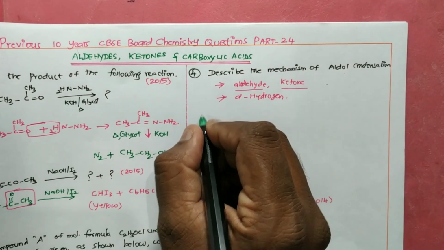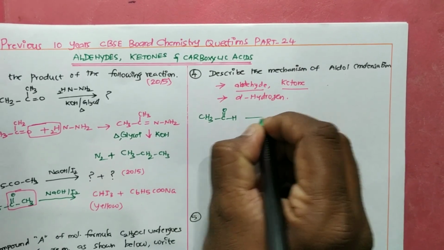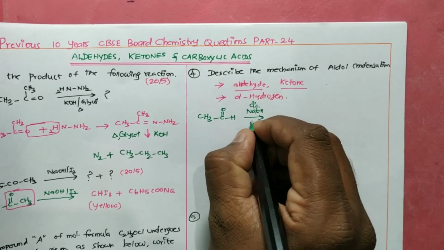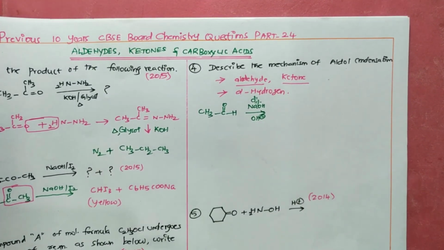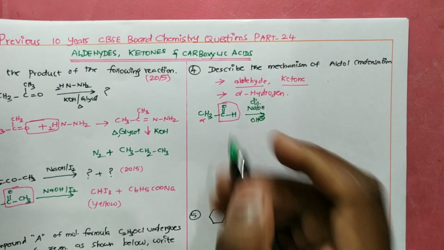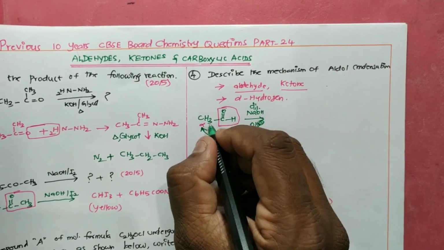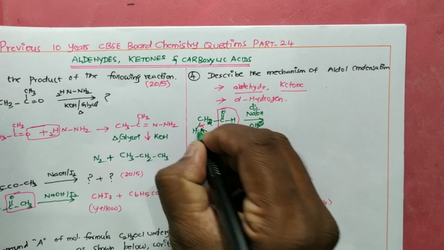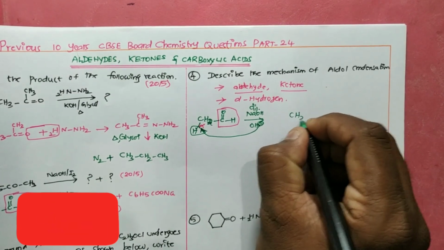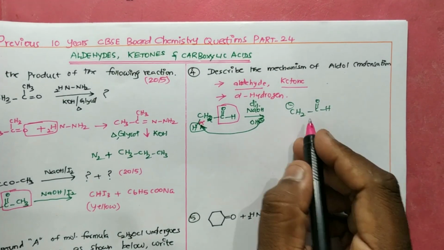Let's see the mechanism of this one. If I take the example CH3 C double bond O, with a base, NaOH, the dilute base, the OH minus will come and attack the alpha carbon. This is the functional group, and this is the alpha carbon. Here it acts as a base, so it picks up the hydrogen. If I write CH2 and H like this, it picks up the hydrogen from this CH2, and I get CH2 minus C double bond O. That is how I form a nucleophile.